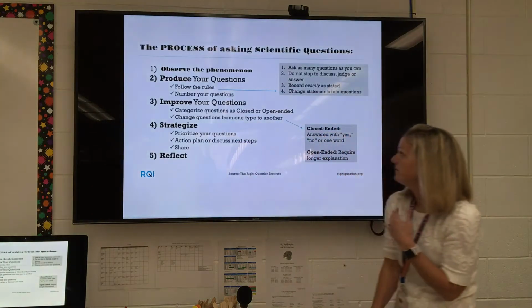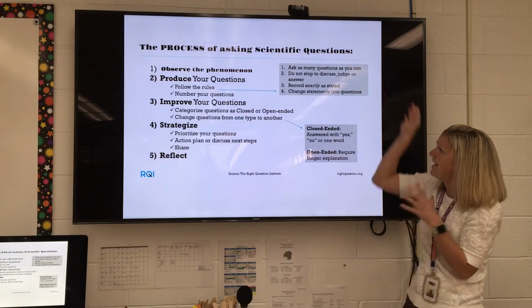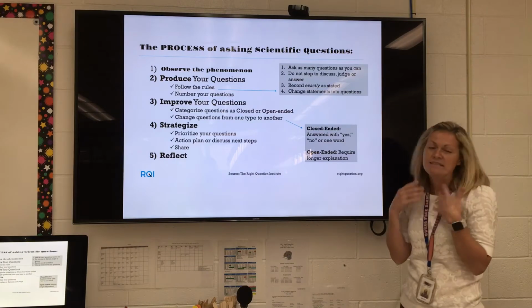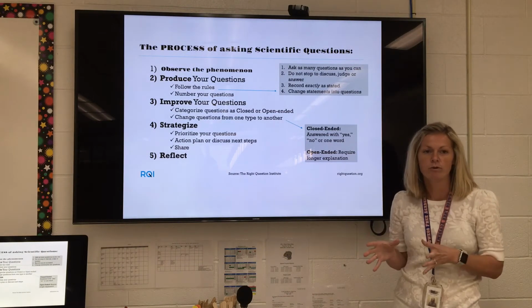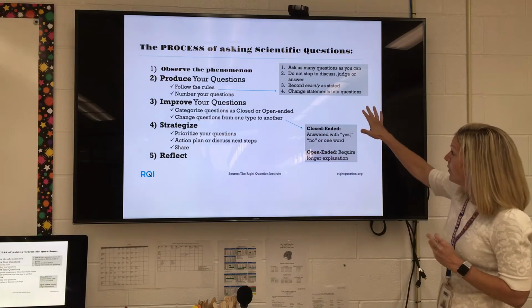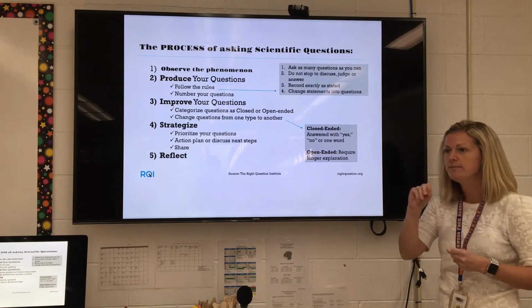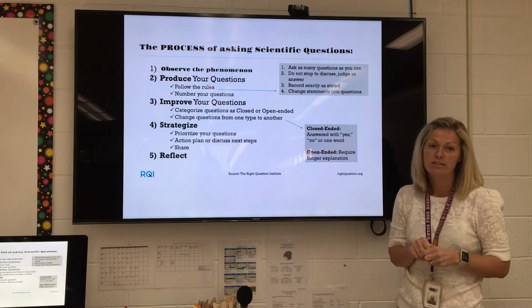So once we observe the phenomenon, we want to go to this checklist right here, and we just want to start asking questions. We don't want to stop, discuss, judge, or try and answer these questions. We just want to go for it. We want to ask as many questions as possible. We want to record exactly as they're happening in our head. And if for some reason when we write it down it turns into a statement, we're going to try and put it in question form.